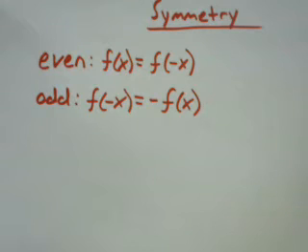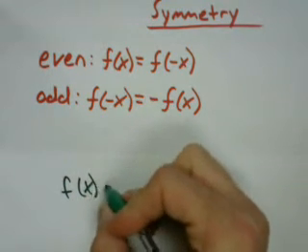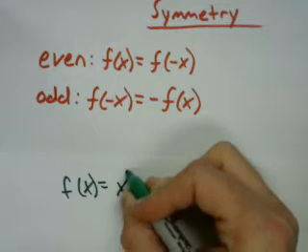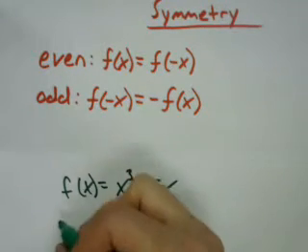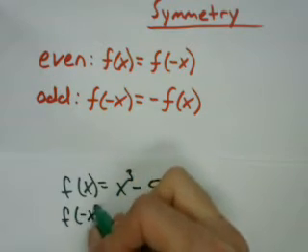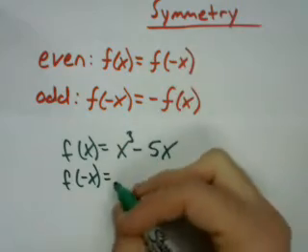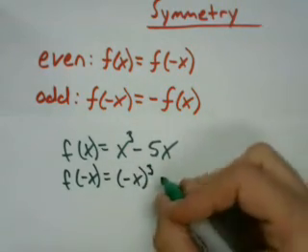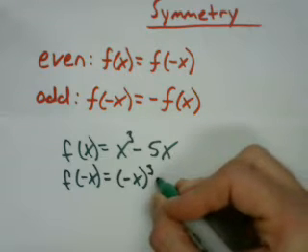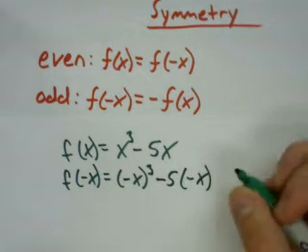Okay? Now let's grab another equation. Let's say we have something that doesn't work right off the bat. Let's say we have f of x is equal to x cubed minus 5x. Well, let's do f of negative x. F of negative x is equal to, well, I have negative x, and that's cubed, and I have a minus 5, and then a negative x goes in for x, and then we have to solve this.